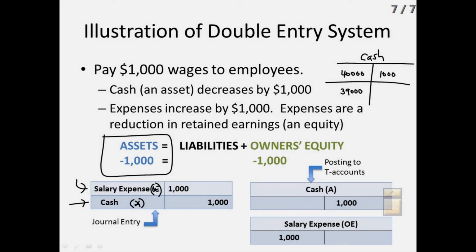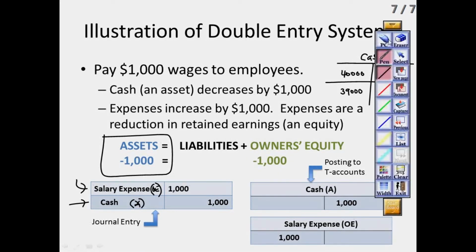We don't want to know what happened to every transaction. I can't possibly tell you every time my cash goes up and down as an investor. Companies use cash a lot, so you'd have thousands and thousands of entries. You just want to know, up and down, what's the net effect. So that's why we do these T accounts.